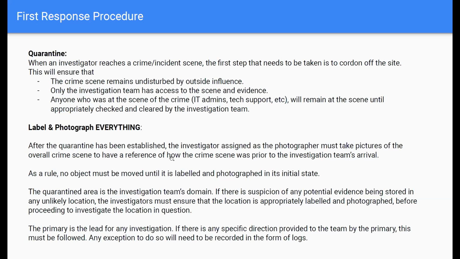Again, to repeat, only the investigation team has access to the scene and the evidence. Anyone who is at the scene of the crime, such as admins and tech support, will remain at the scene until appropriately checked and cleared by the investigation team. So that's the first one. The second first response procedure would be to label and photograph everything.